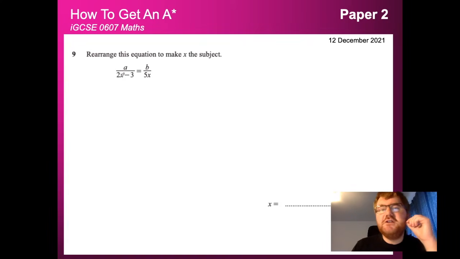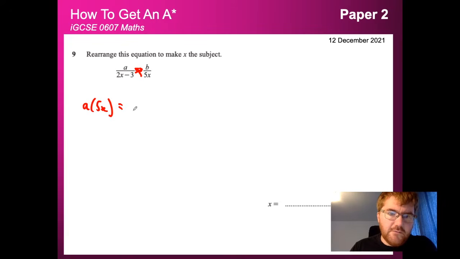Again, rearranging to make x the subject. Very typical, particularly when you've got x's on both sides, because you have this factorization that happens later on. Let me go through this question. So the first thing we're going to do here is we're going to cross multiply. So like this. So we get a times 5x is equal to b lots of 2x minus 3. This cross multiplying effect because we have the equals in the middle.